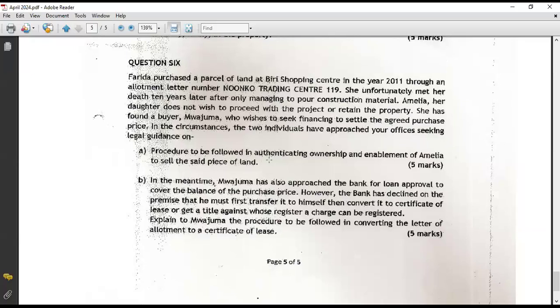It is not clear because this is an allotment letter, and an allotment letter is given mostly when public land is being converted into private, and that is handled by the National Land Commission. Yes, that is one. Letters of allotment are also given by private companies.